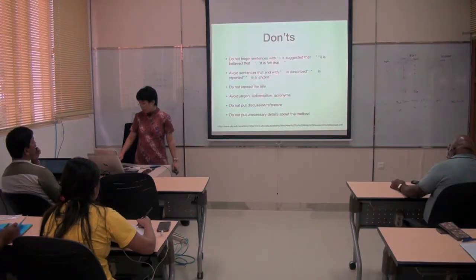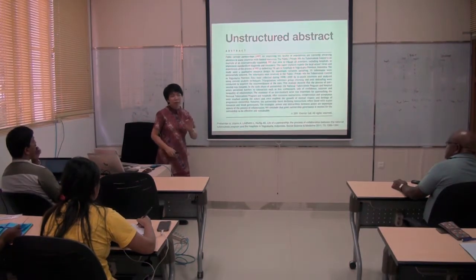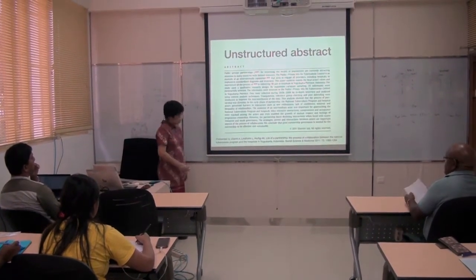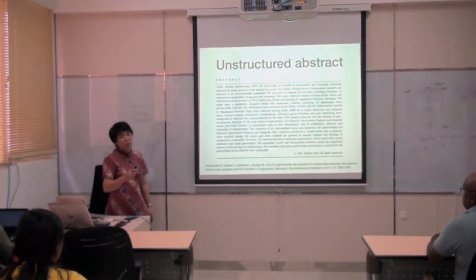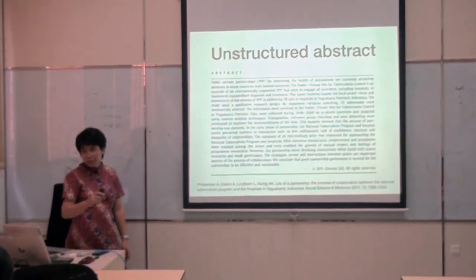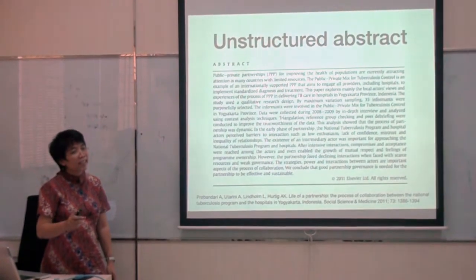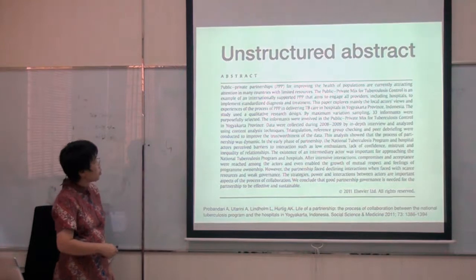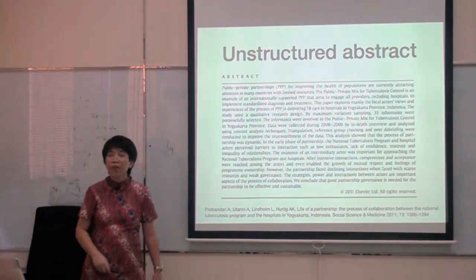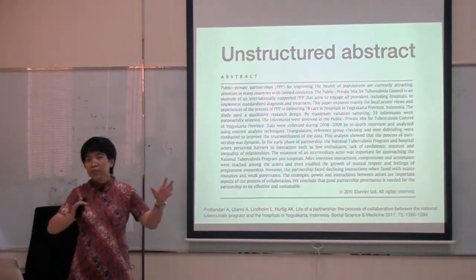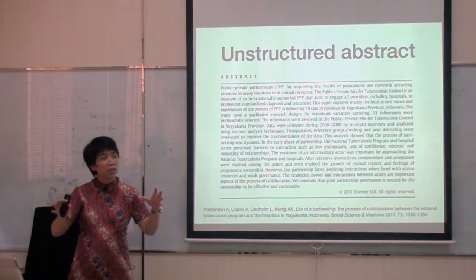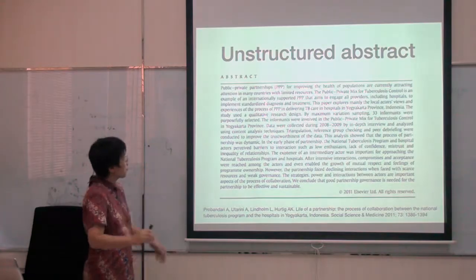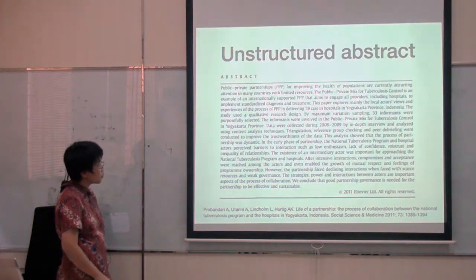So we are coming to the types of abstract. There are two types. First, the unstructured abstract is like this. We don't have any structure such as background or introduction, methods, findings, and conclusion. Just one paragraph as a summary. This is called an unstructured abstract. But actually, the way of describing it should contain four components of the abstract. You can see here.